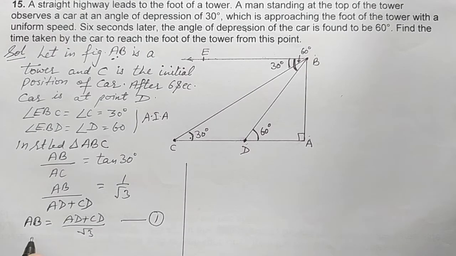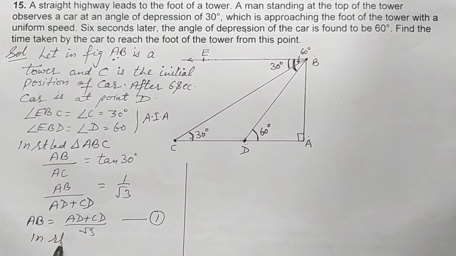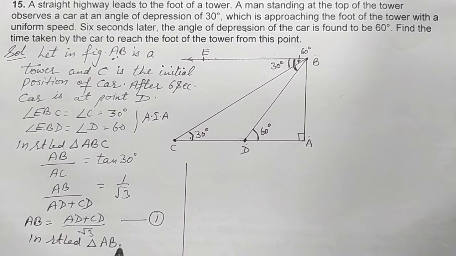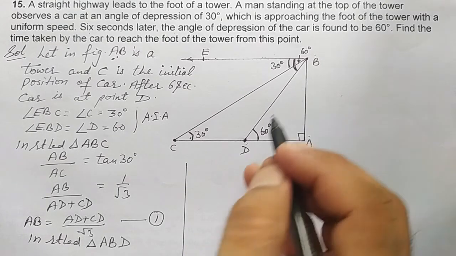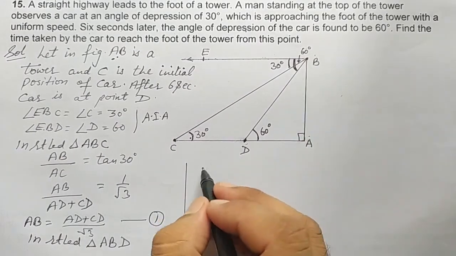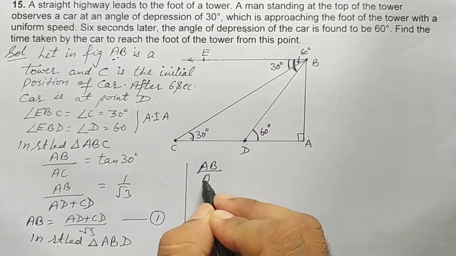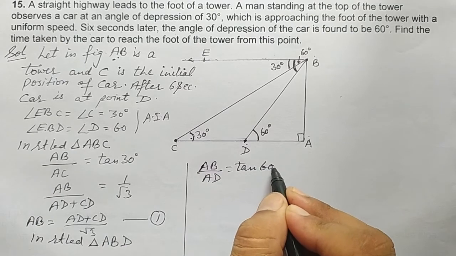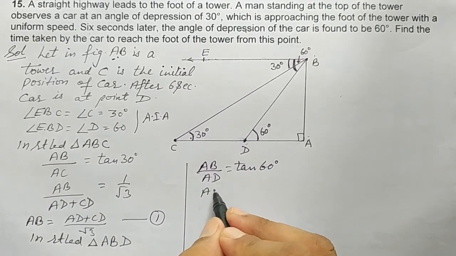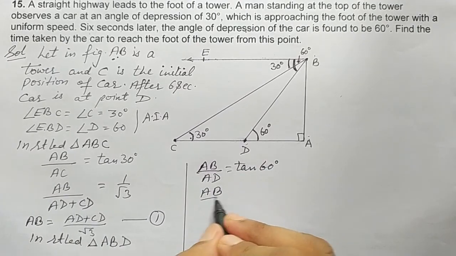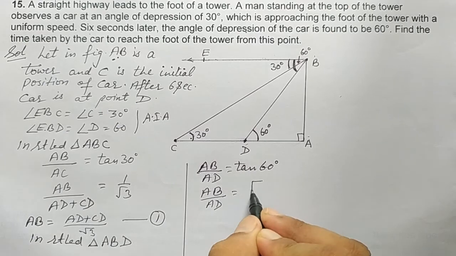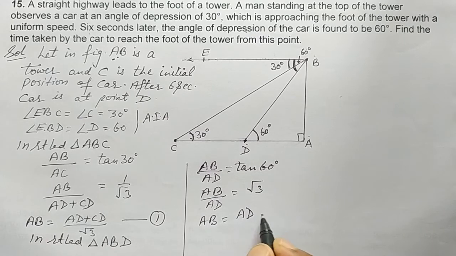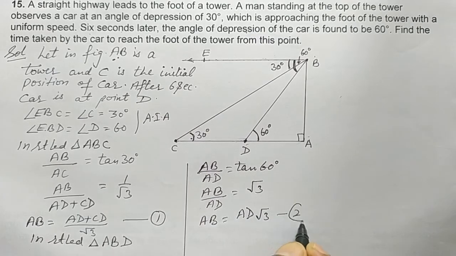Now in the second right angled triangle ABD, let's see what will be there. AB over AD is equal to perpendicular over base, that is also tan. So tan 60 degrees. It becomes AB over AD is equal to tan 60, which is root 3. So you can say AB is equal to AD root 3. This is equation number 2.